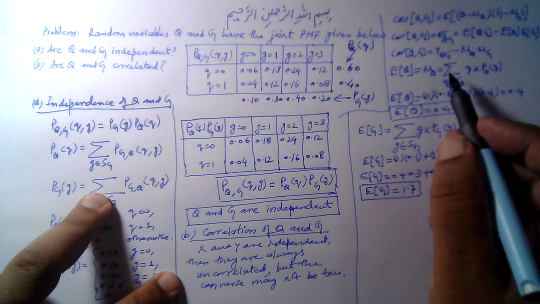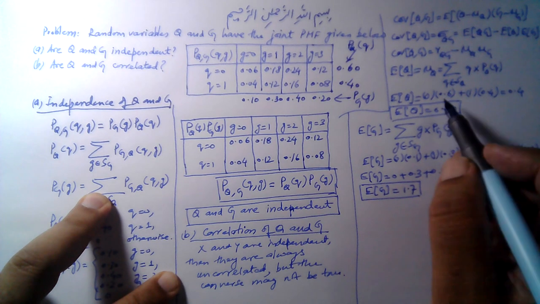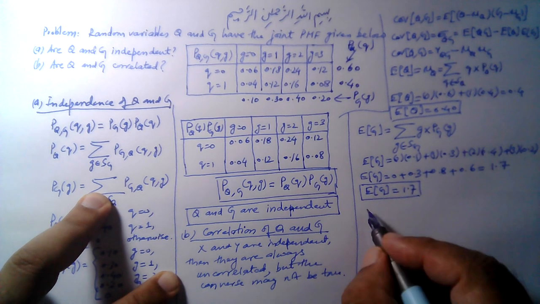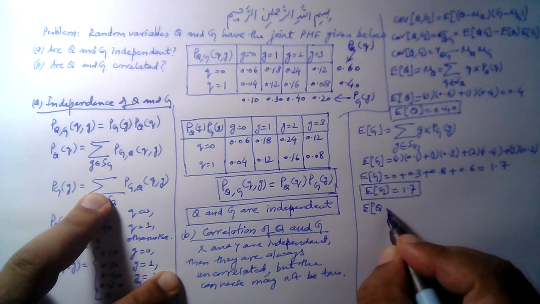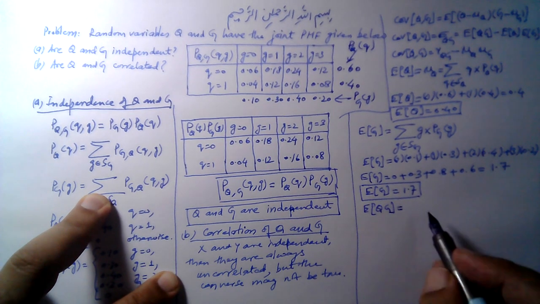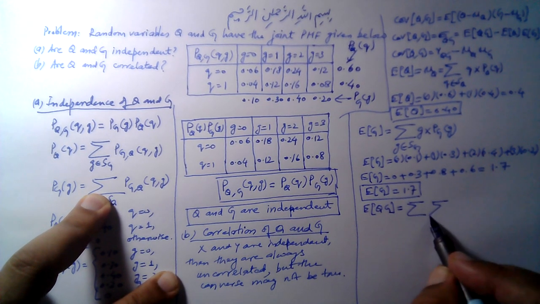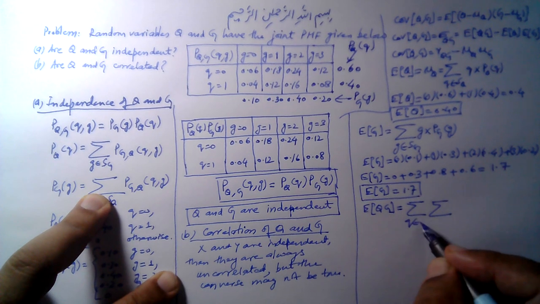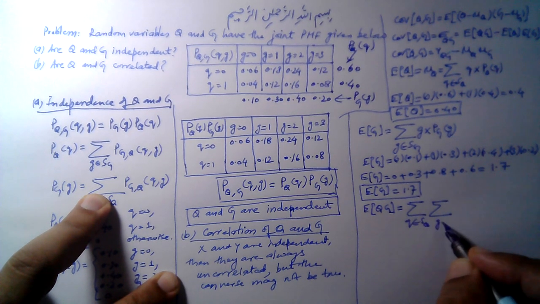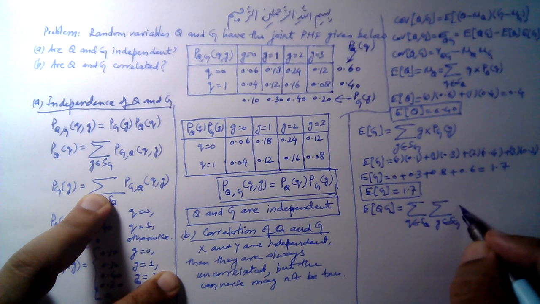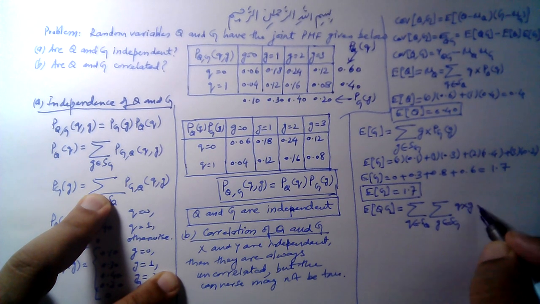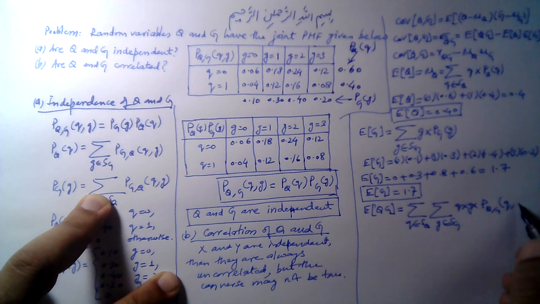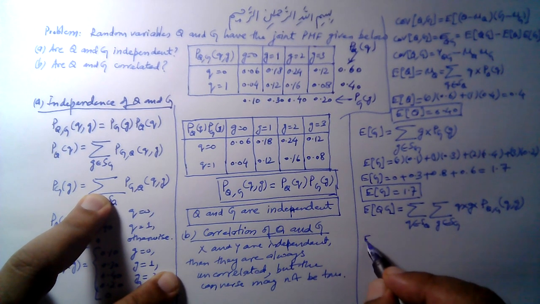So the third quantity, the expected value of QG, is given by this double summation. For Q an element of S_Q and G an element of S_G, we multiply Q by G, and this is multiplied by the corresponding probability of the pair, right?